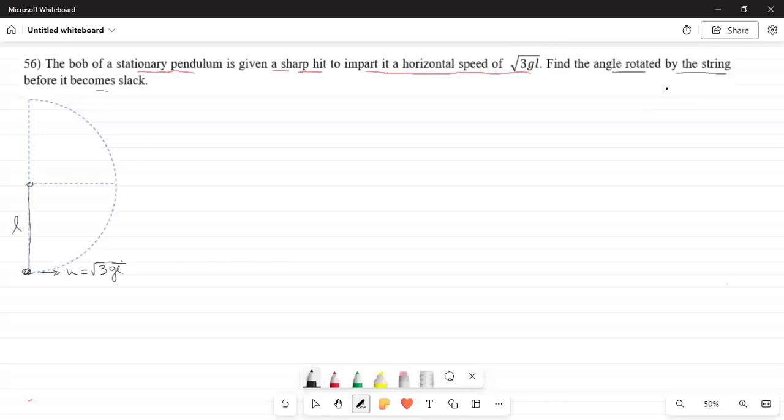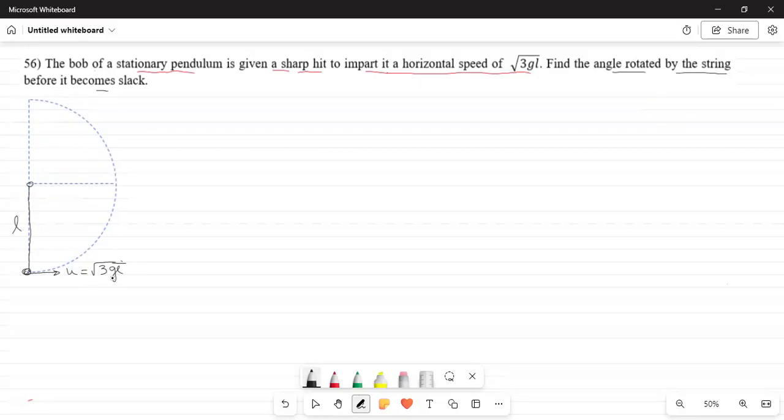A similar problem you will face in many places. I want to make it clear to you a question you may ask: why will it not rotate the full circle? And why will it at all become slack? Investigate a little, you will find there are reasons for that.